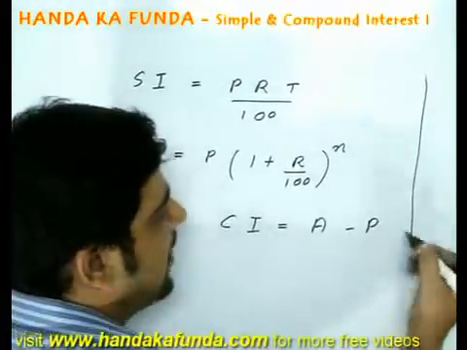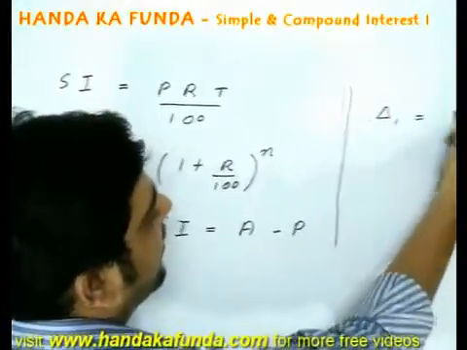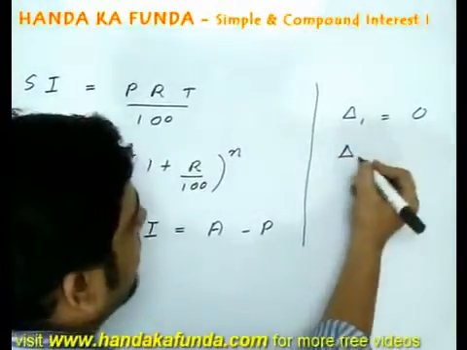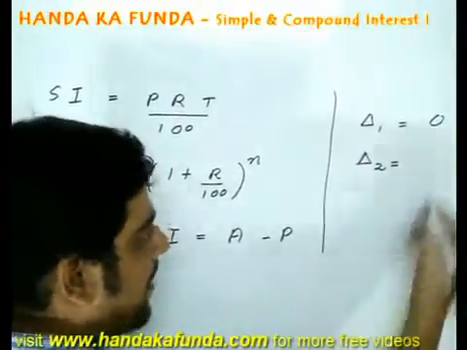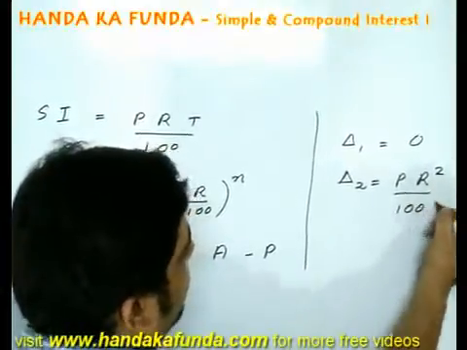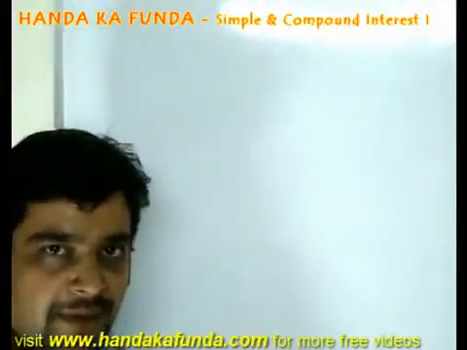If you remember the previous case, the difference between the simple interest and compound interest at the end of the first year was 0. What will it be at the end of second year? That is given by P R square by 100 square. Let us see how the formula for difference comes.